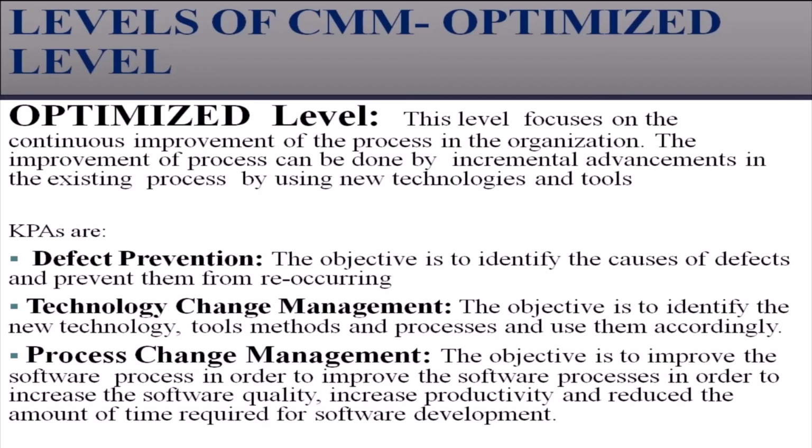The next KPA is process change management. The objective is to improve the software processes in order to increase the software quality, increase the productivity and reduce the amount of time required for software development. This is all about the capability maturity model.